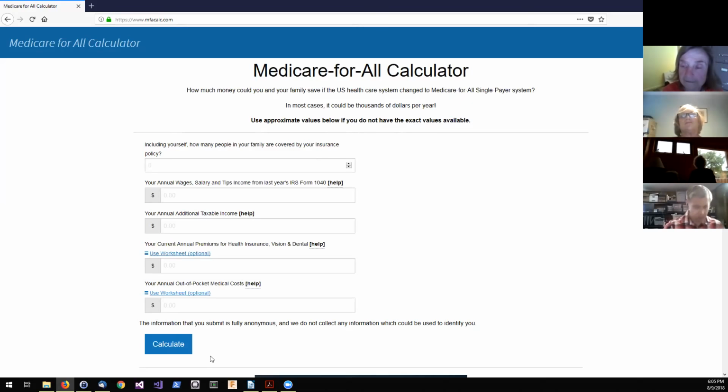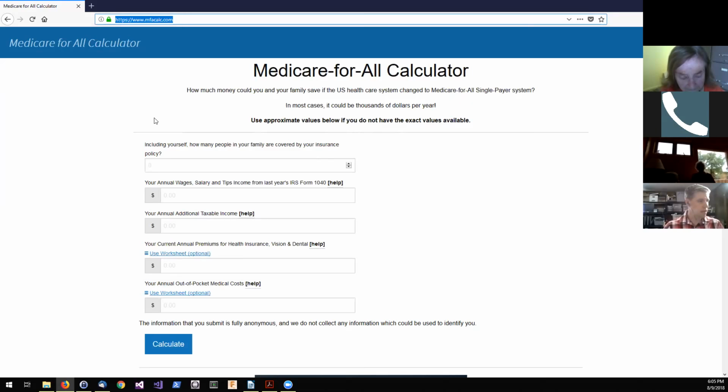This is the Medicare for All calculator that we ended up building, and it's at www.mfacalc.com. That's mfacalc.com. It's intended to be a really simple site that anyone can go to, and they just have to fill out 5 fields, and it will calculate how much they can save or will have to spend in addition under Medicare for All.